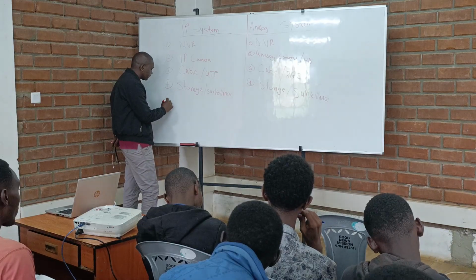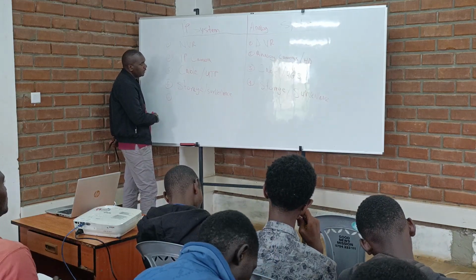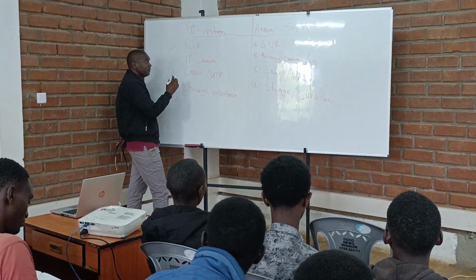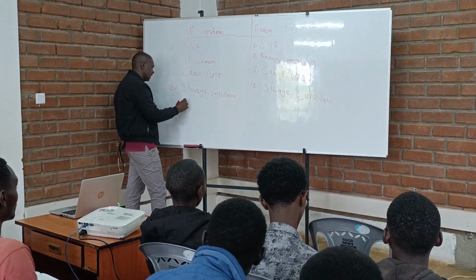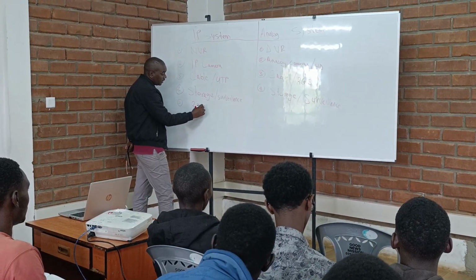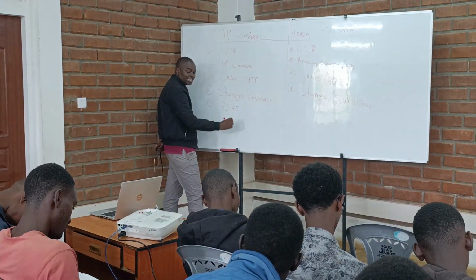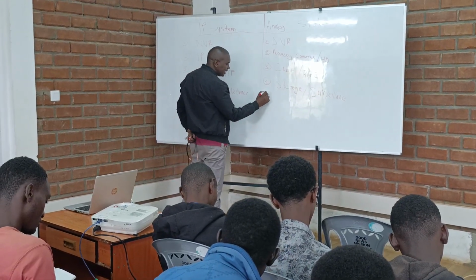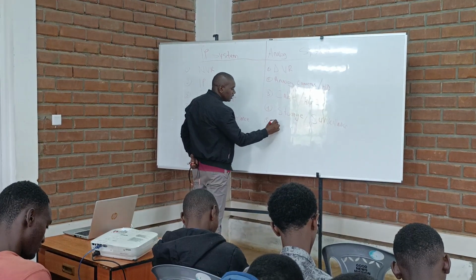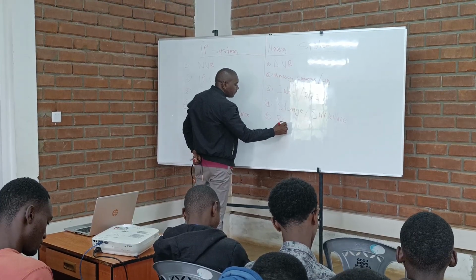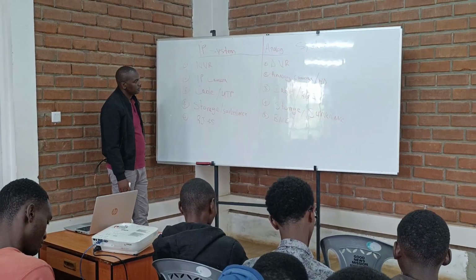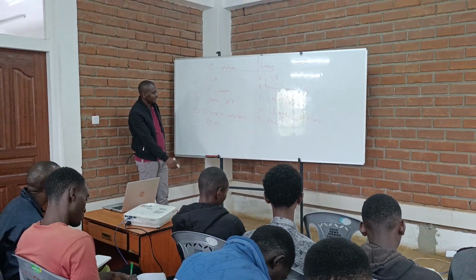Then the fifth point, connectors. The connector for the IP system is RJ45. That one everybody knows how to crimp. Then on this other side, you use a connector called BNC. Make sure you understand these names.